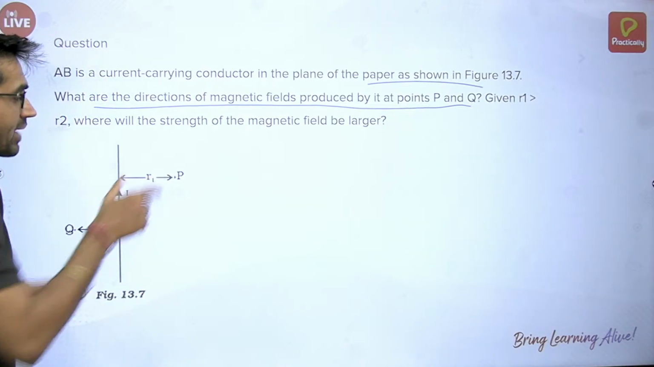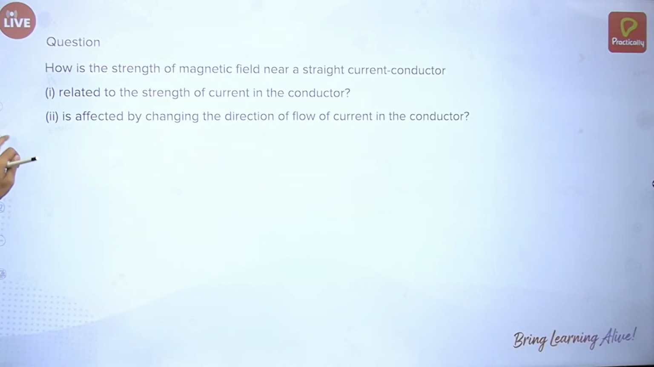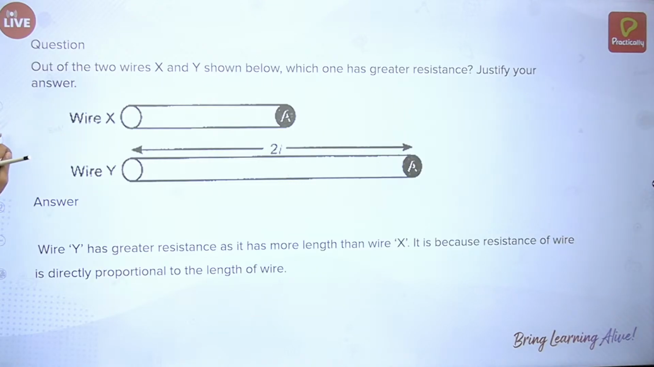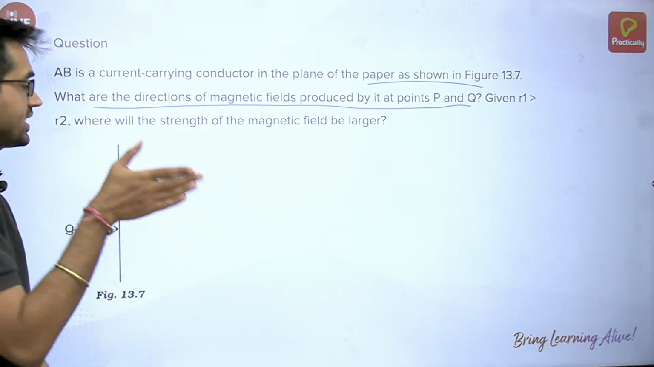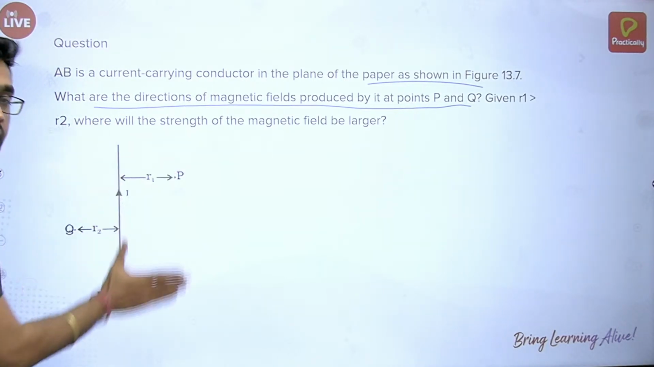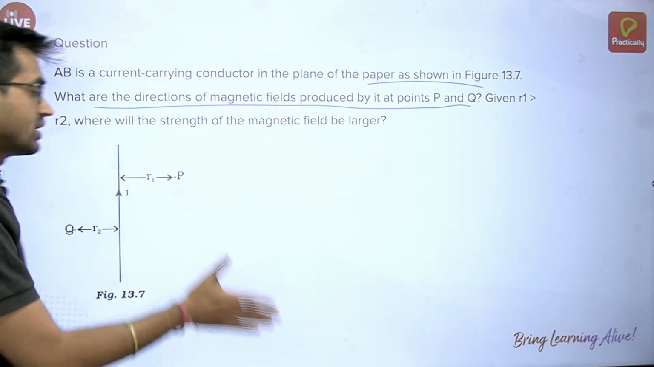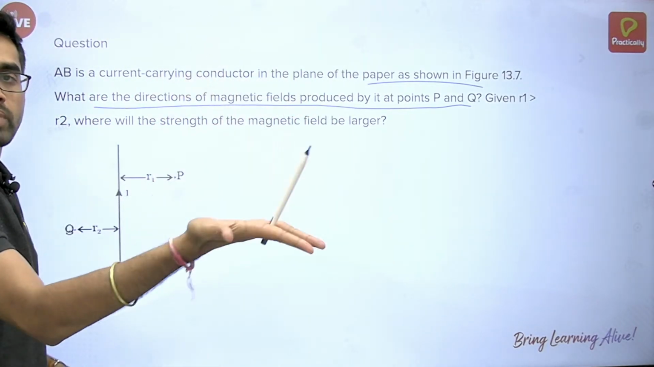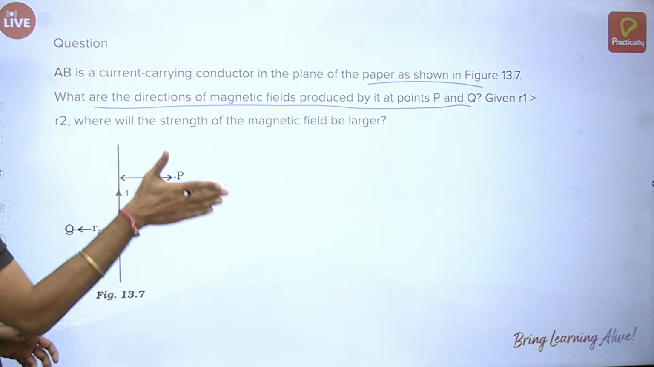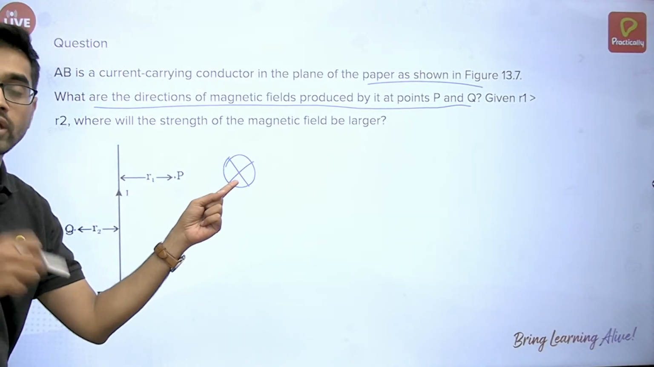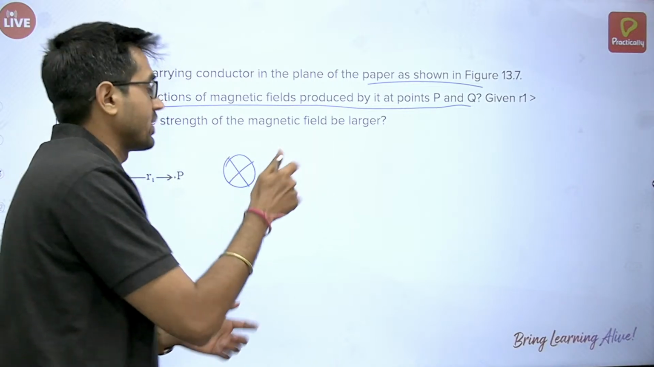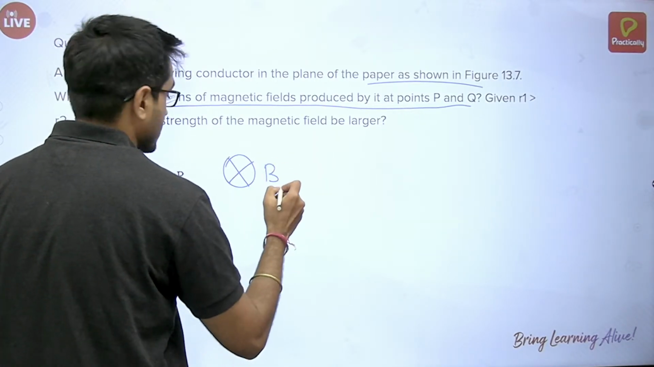If I'm finding the magnetic field at the point P, P is towards this side. So my fingers will be towards this side. The wire is having current in the upward direction, so my thumb will be in the upward direction. Now perpendicular to my palm, this will be going inside, and therefore we will say generally the inside to the plane of the paper is marked by a cross. This is the direction of the magnetic field at the point P.